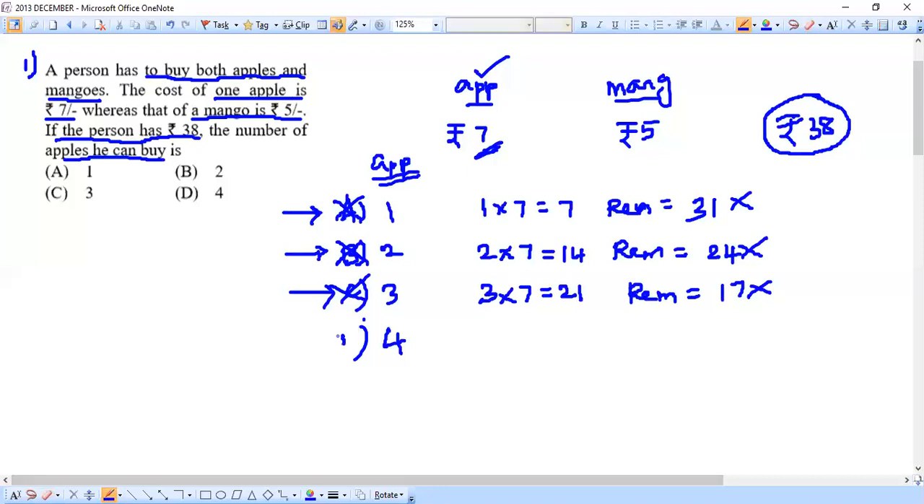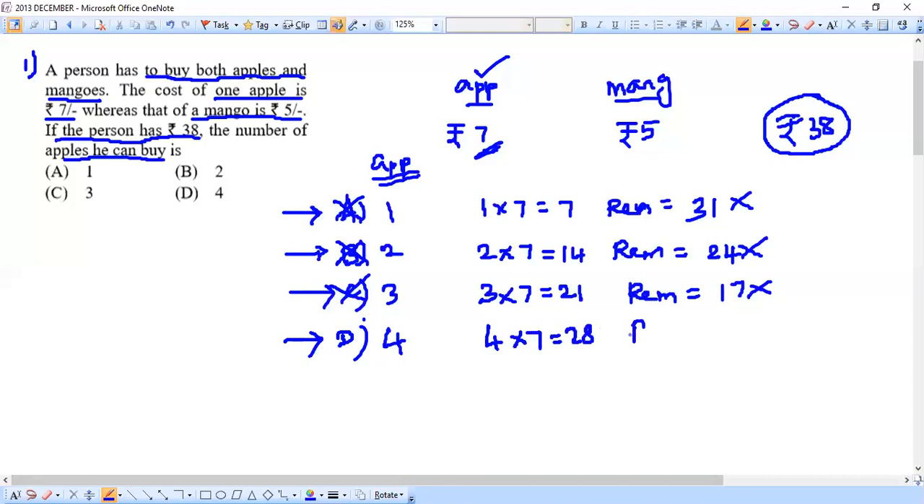So option D, which says 4, that must be our answer. Anyways, we'll just cross check this. Let's examine whether it is giving us the correct answer. In this case, option D says 4 apples. Let's see. The person is buying 4 apples. So 4 sevens are 28 rupees.